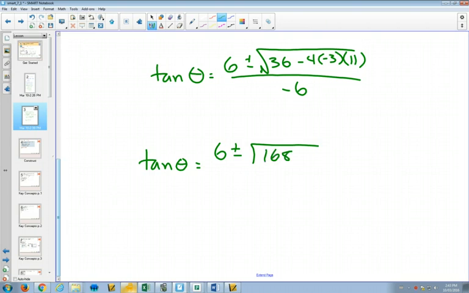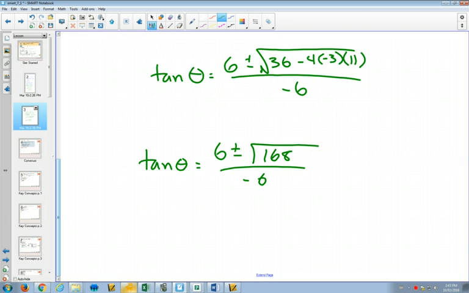Is that right? Will someone check the adding there? Good? Inside the square root, someone check it with their calculator: 36 minus 4 times negative 3 times 11? Yep, it's good. Okay.